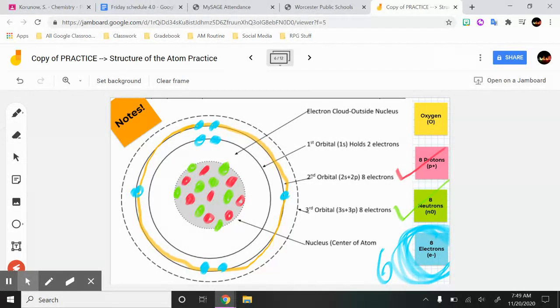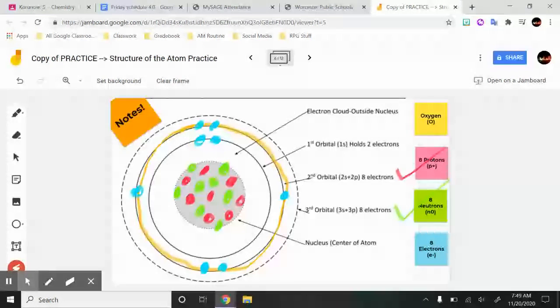Oh, sorry. Trying to erase this. There we go. Okay. So our pattern goes, we put our first 2 on the first ring. We go up, down, left, right, up, down. And if I had more electrons like the previous one, I'd go left, right again. But because I ran out, I only have 8, I stop there.